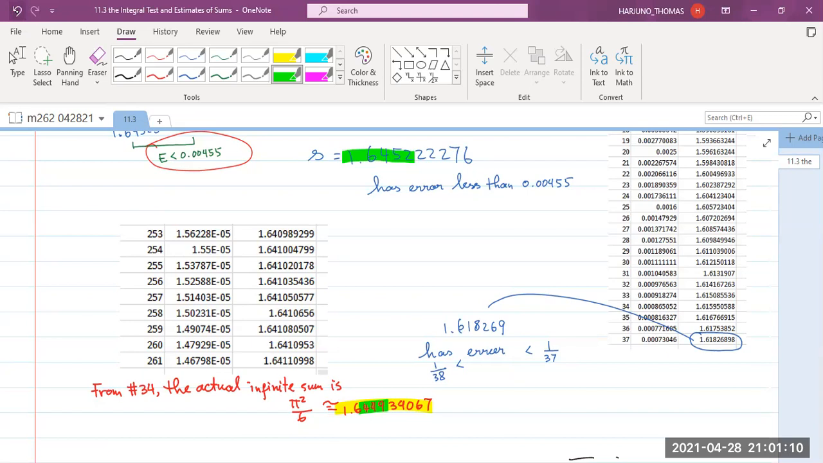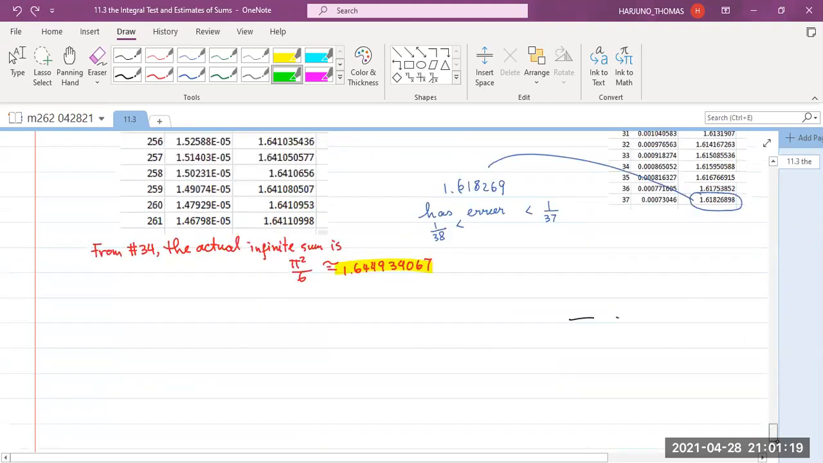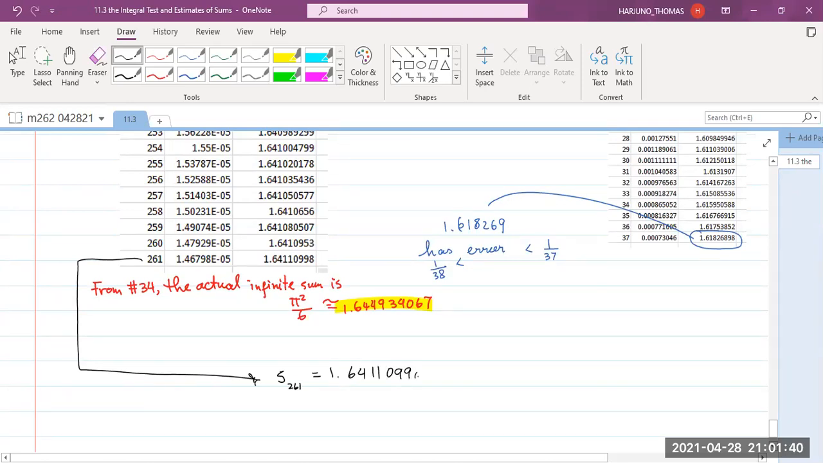Now, I try to compute the sum up to 261 terms. Don't worry, I didn't actually do it by hand. I use Excel. Suppose from my Excel, we get this number here. The sum up to 261 is 1.64110998.